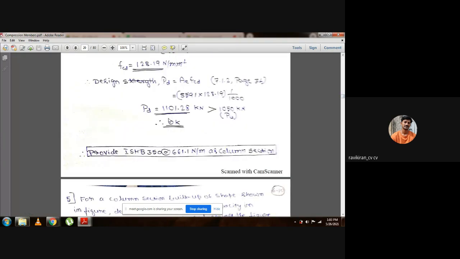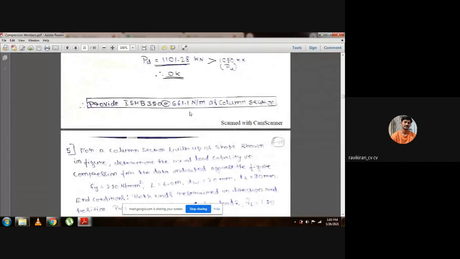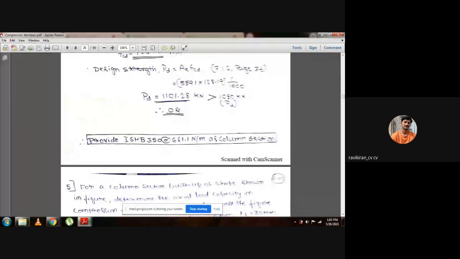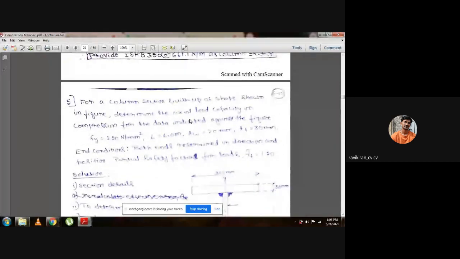If after calculation you get this load as less than 1050, again you should increase the sectional area, and then you can give the final section, whichever type of ISHB 350, 400, whichever comes safer or carries greater than 1050 load, that should be provided. I hope you understood. If not, please ask me at what point you are not getting it. If you have understood, I'll move on to the next problem.